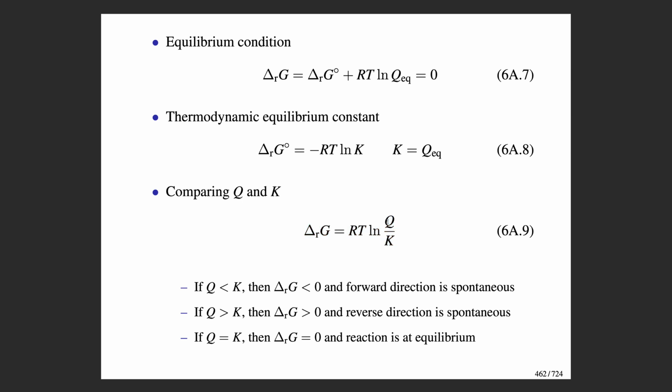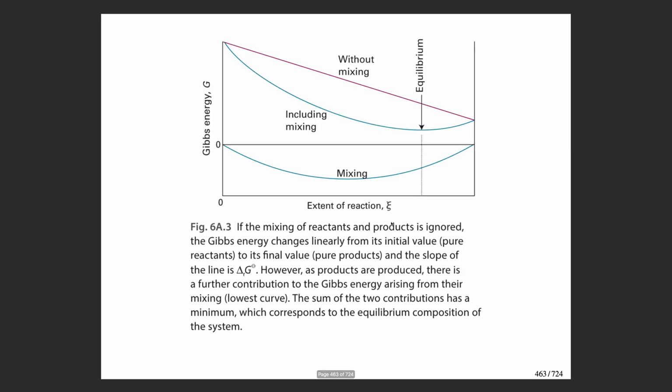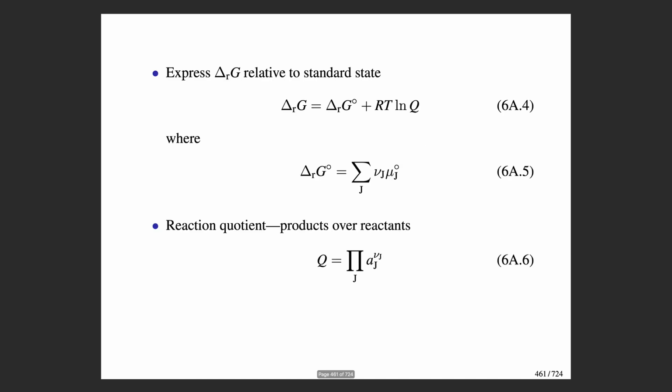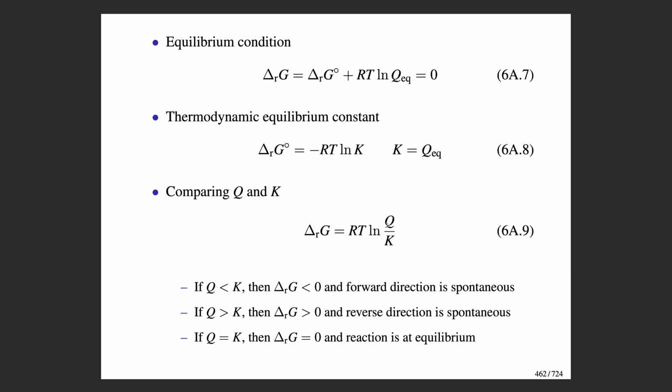We see that if Q is larger than K, so if this fraction is greater than 1, the natural log will be positive, and so the delta G will be positive in that case. That's this second criterion right here. That tells us that when Q is larger than K, the reaction is spontaneous in the reverse direction.